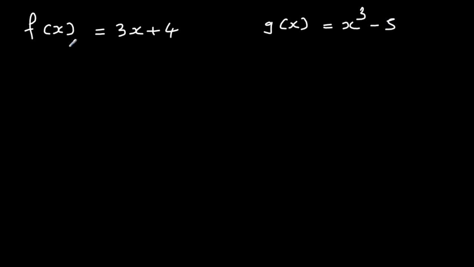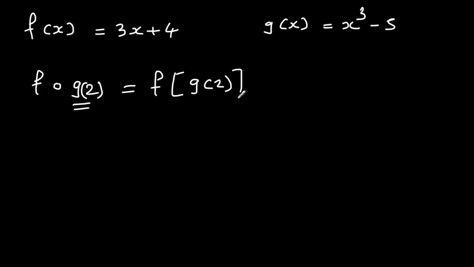Let us say I have f of x is equal to 3x plus 4, and g of x is equal to x cube minus 5, and here I want to find f of g of 2. So here I can say g of 2 is inside function f. So I can rewrite this information like this: f into bracket g of 2. Now let us find the value of g of 2.